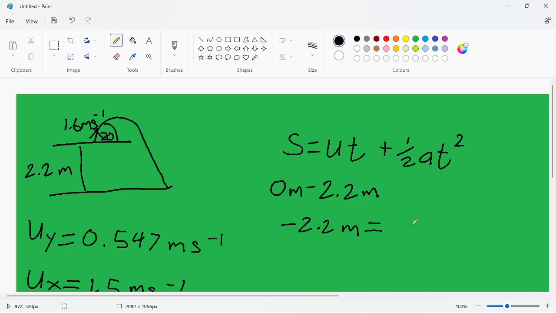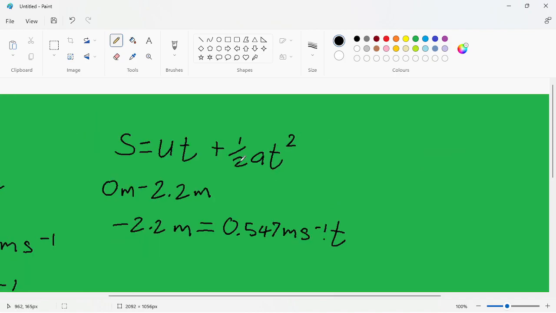Now u is going to be the vertical component of the initial velocity. We work that out to be 0.547. So we're going to get 0.547 meters per second. And then time, we don't know what time is, so we're just going to write time. Now we come to the acceleration. Now, like I said, I designate down as negative in the coordinate system. So the acceleration of 9.8 meters per second squared is going to be negative 9.8 meters per second squared.